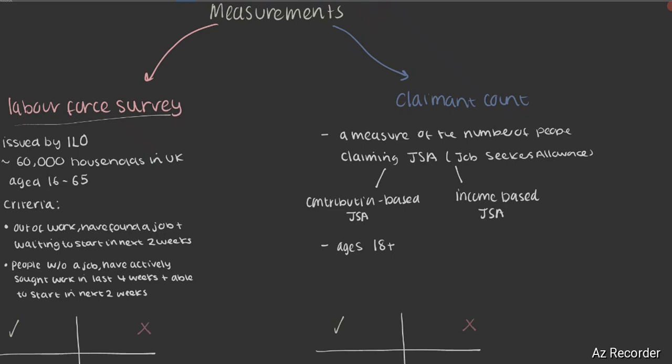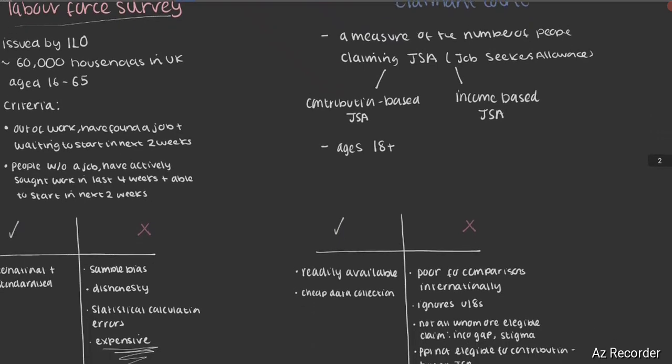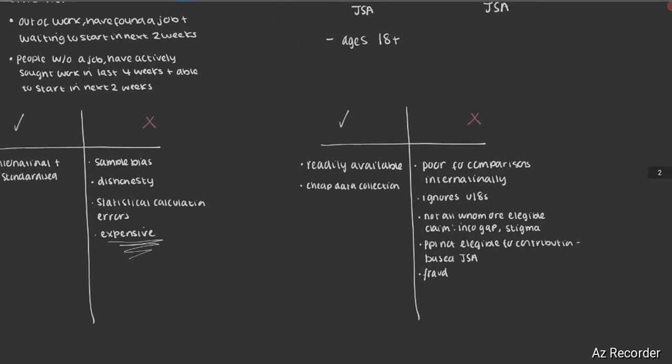There are generally two types of JSA: contribution-based and income-based. Contribution-based is if you've paid national insurance for around 2 years, you can be paid JSA whatever your income and savings. This can usually be paid for about 6 months. Then there's income-based JSA, which is paid to those on low incomes with low savings, even if you've not made those 2 years of national insurance contributions. This is available for those aged 18 and above.